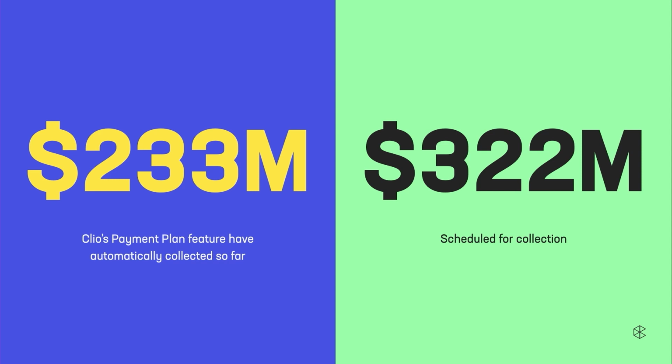So to date, Clio Payments has automatically collected about $233 million on behalf of lawyers and law firms. And we have another $322 million scheduled for collection over the next year.